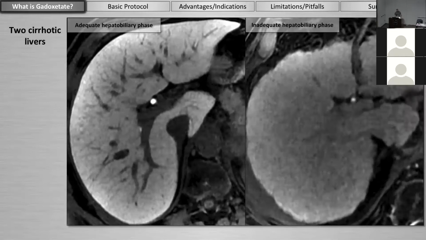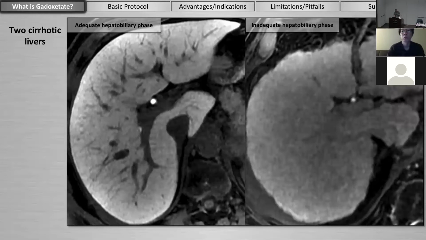Now, here are two different cirrhotic livers. This cirrhotic liver is a well-functioning liver, and it's well-functioning because you can see that the liver is much brighter than the blood vessels, indicating that this liver is able to extract the contrast agent effectively from the blood vessels. And that's why this is a well-functioning liver.